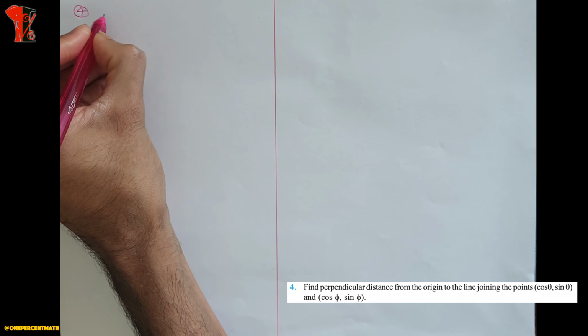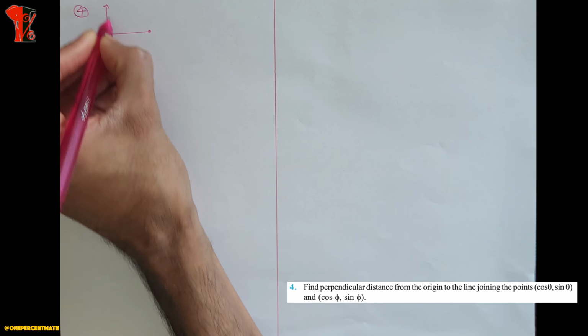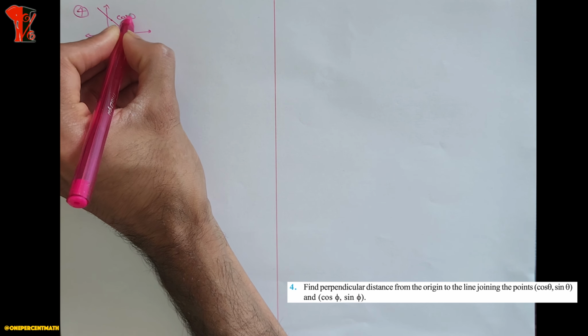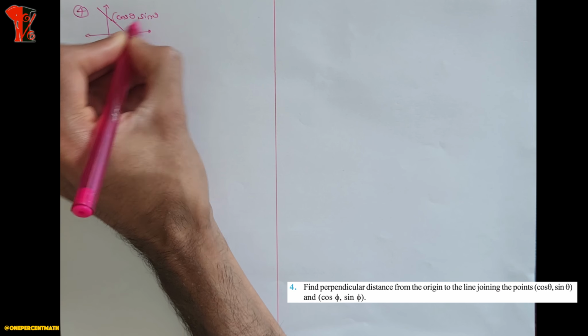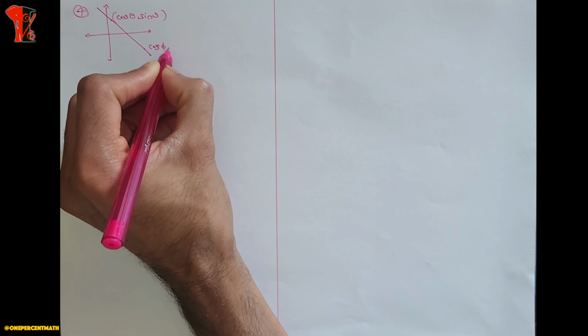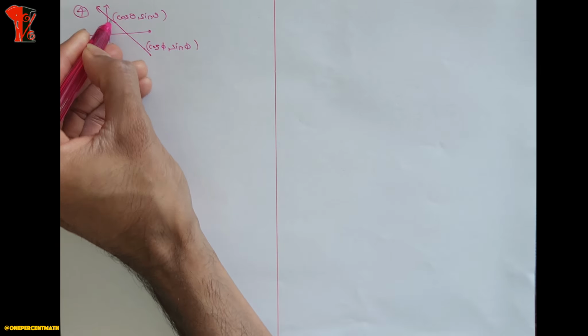That is, find the perpendicular distance from the origin to the line joining the points cos theta, sin theta and cos phi, sin phi. So according to question number 4, we have x and y axis, and also there is one line, and on this line we have 2 points. One is cos theta, sin theta, another point is cos phi and sin phi, and this is a line which joins these 2 points.